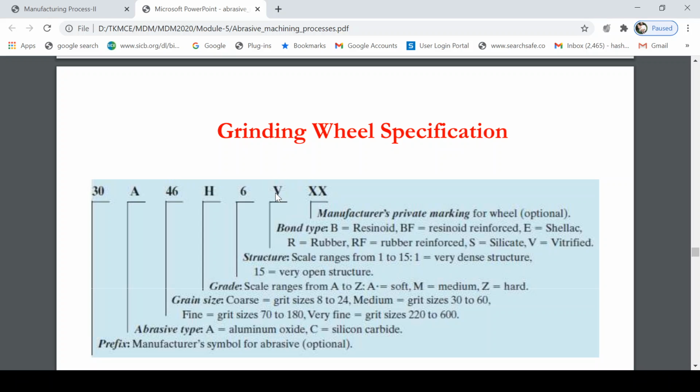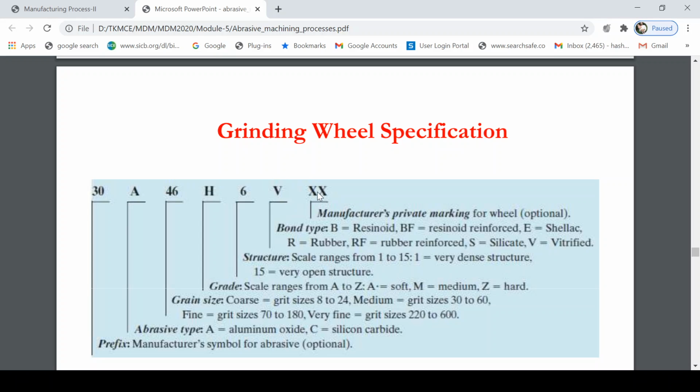Then the next digit is the bond type. That means the type of bonding material. If this letter is B, then it is resinoid. The resinoid bond is used. BF is resinoid reinforced. If it is E, shellac. If it is R, rubber. If it is V, vitrified. Like that, we can represent the bonding material.